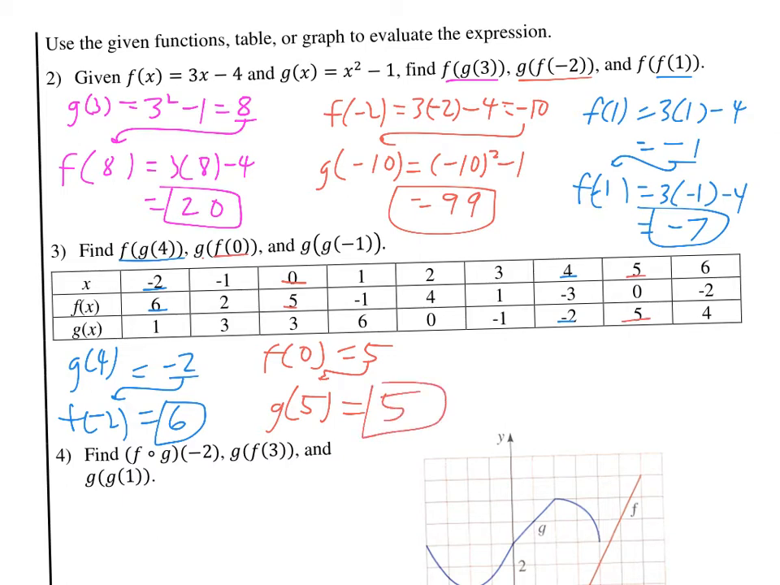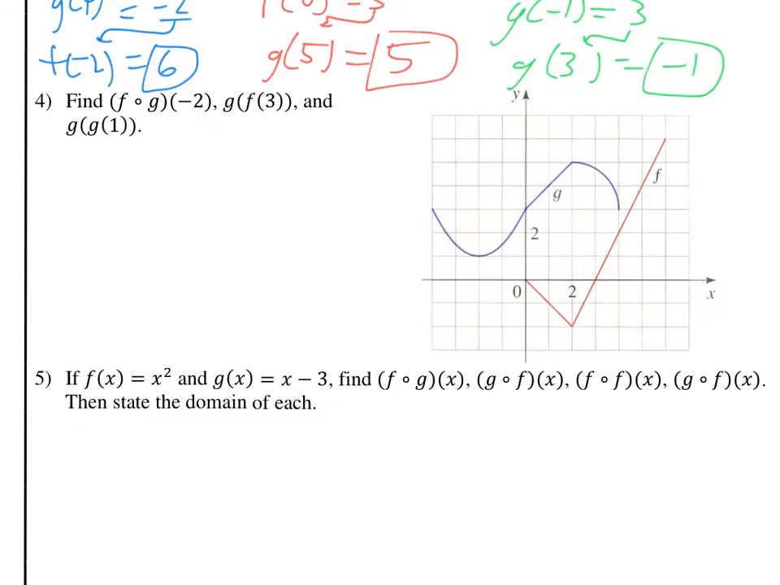All right, and then last up, I got g of g of negative 1. So start off with g of negative 1. Go to the table. There's the x value of negative 1. The g says 3. So then I take that and plug it in. And in this case, it's back into g because that's the outer function. X value of 3 means the g value of negative 1. So that's my final answer there.